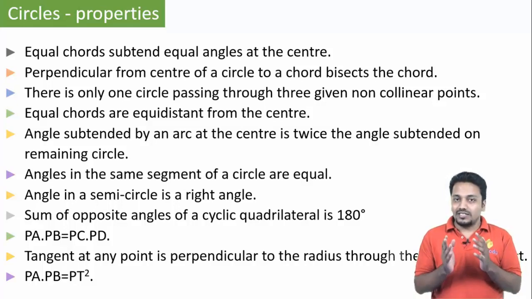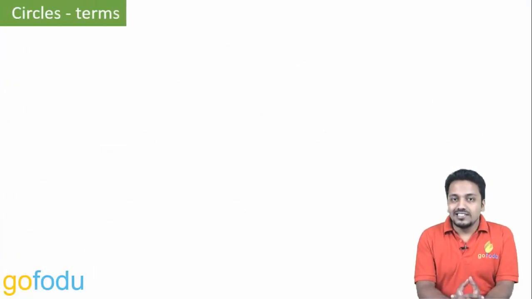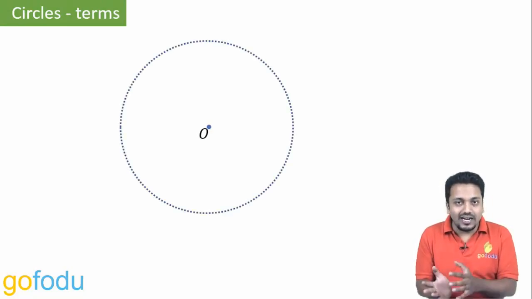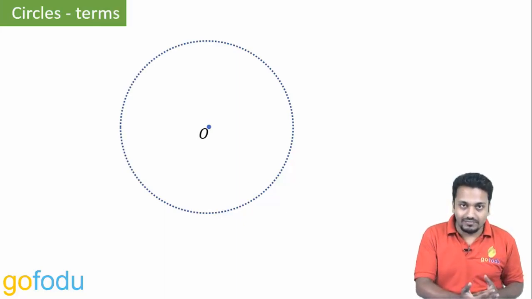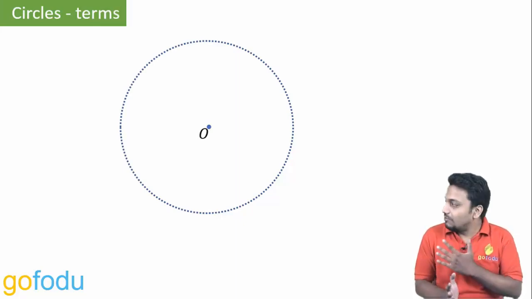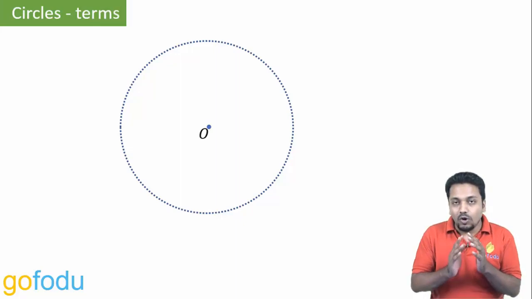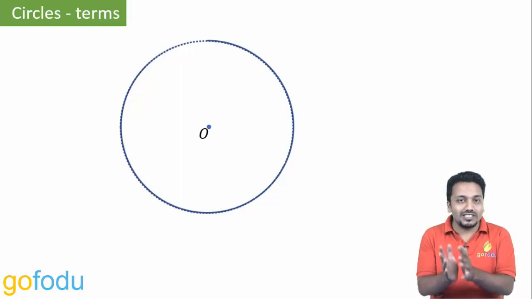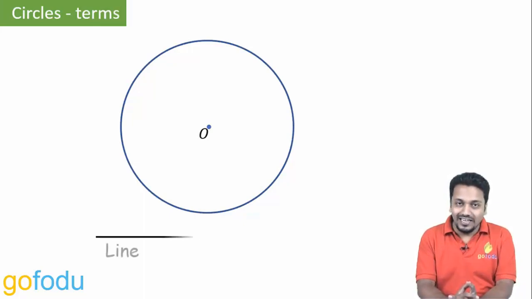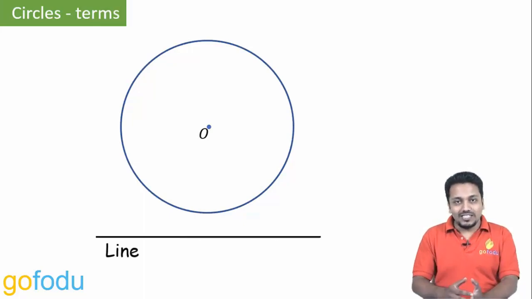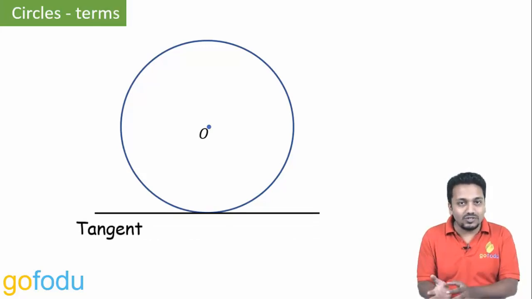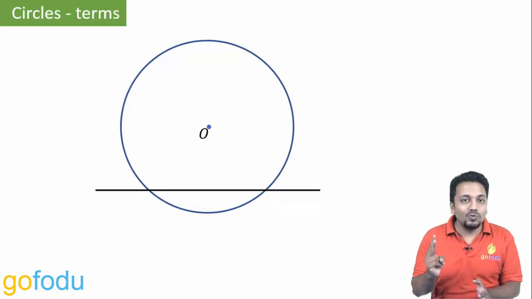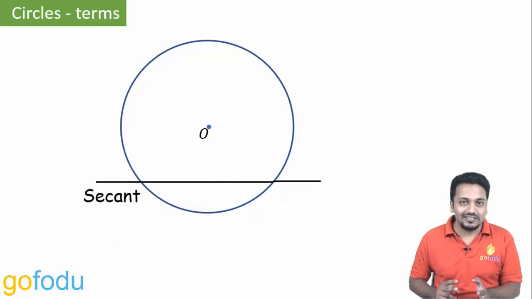So, starting with the terminology, a circle is the set of all the points in a plane that are at a given distance from a given point. This is the given point called the center, and all these points at a fixed distance from the center together form a circle. A line, if it touches the circle at one point, is called a tangent. If it cuts the circle at 2 points, then it's a secant.